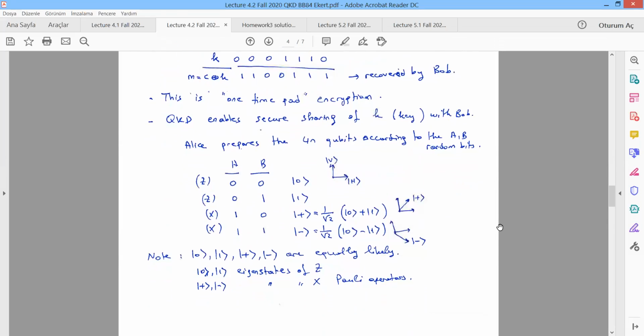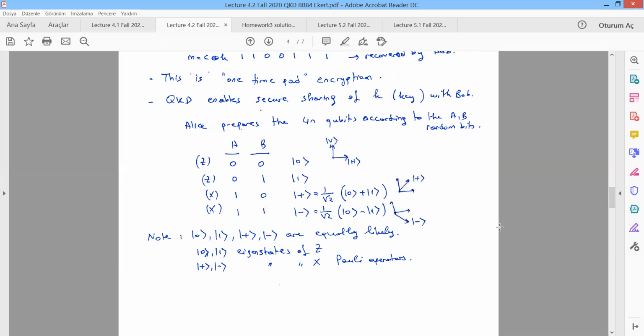Okay, and then the question is how Alice and Bob were able to share the same secure key. Let's suppose now we are using the BB84 protocol, one of the quantum key distribution protocols. Now, according to the protocol I just described, Alice has two random streams of bits of length 4n, A and B random bits. And Alice prepares the 4n qubits according to the following rule.